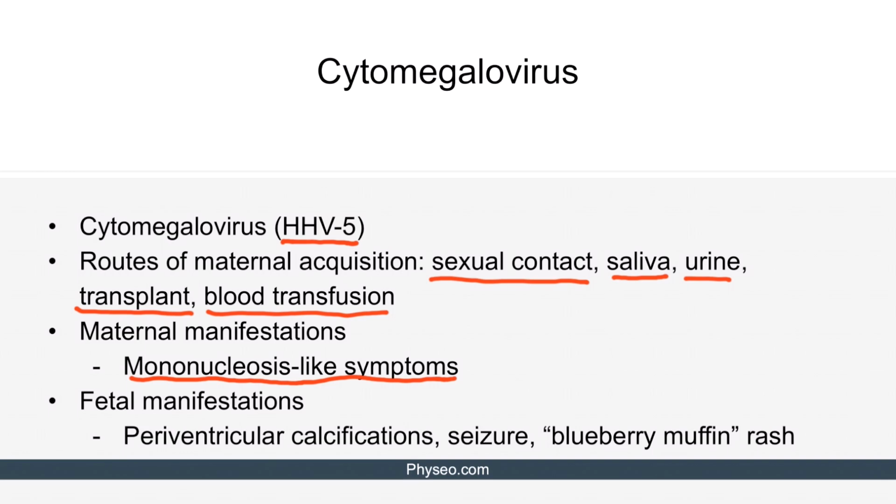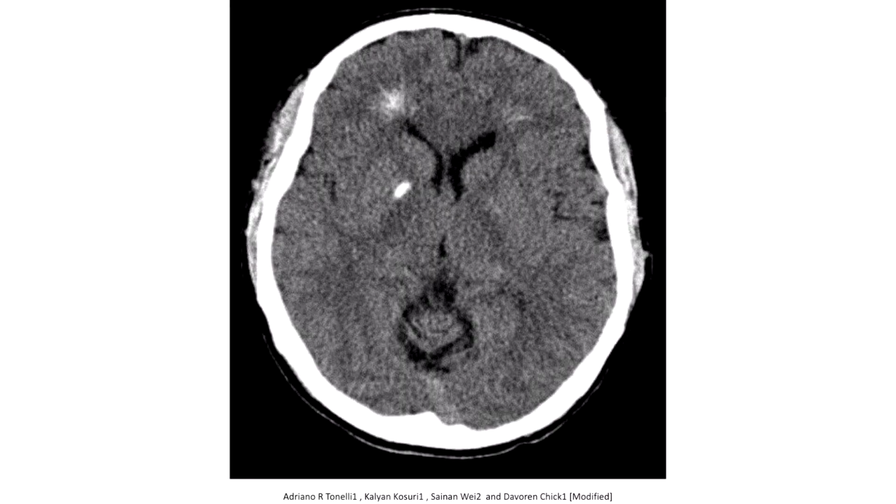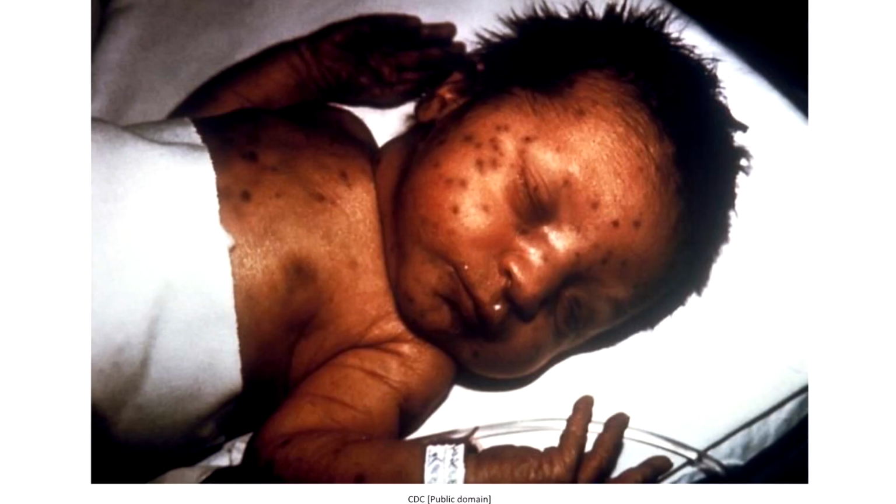As for the fetal manifestations, the single most important finding is periventricular calcifications. Congenital CMV might also be accompanied by a seizure, a blueberry muffin rash due to dermal extramedullary hematopoiesis, sensorineural hearing loss, and nonspecific findings like hepatosplenomegaly and jaundice. This is the classic appearance of the periventricular calcifications in congenital CMV. Pay attention to these white deposits next to the ventricles indicating a high calcium content. Here we can see a blueberry muffin rash on the baby's skin. As we already mentioned, the blueberry muffin rash is due to dermal extramedullary hematopoiesis.